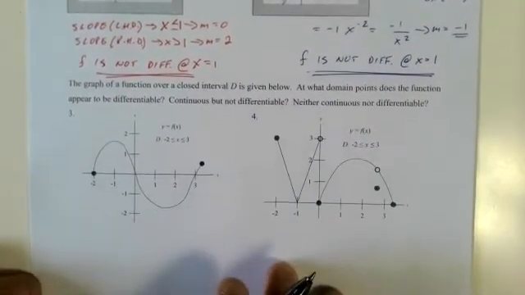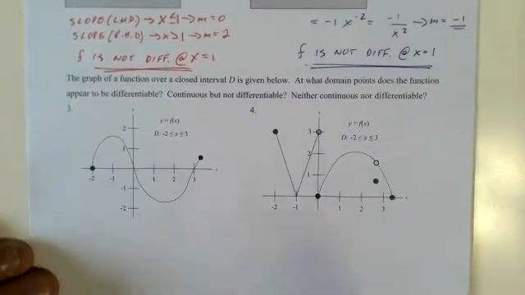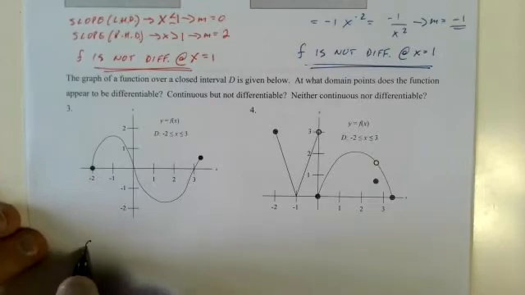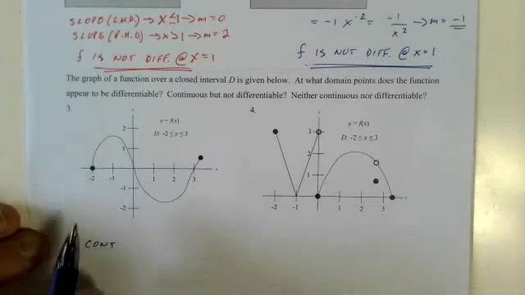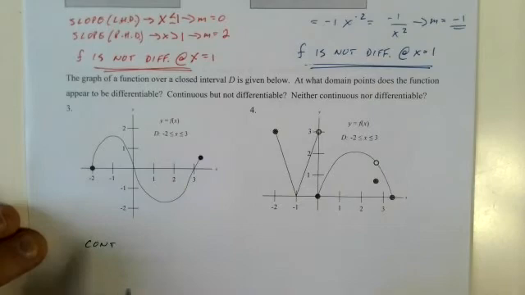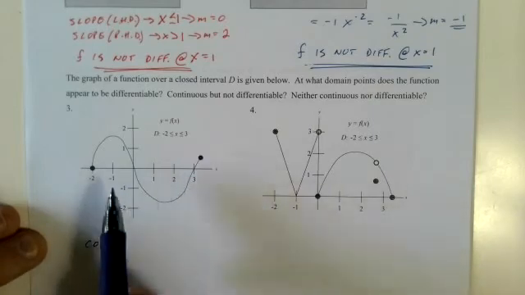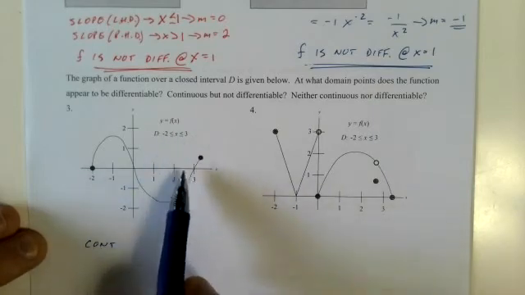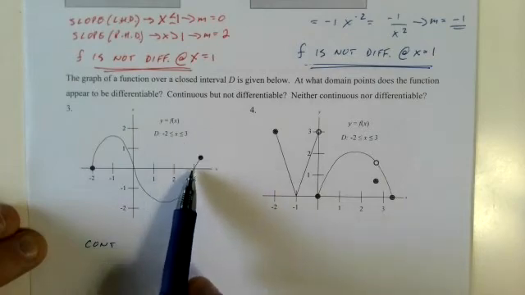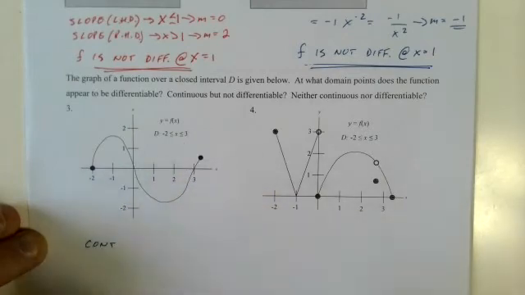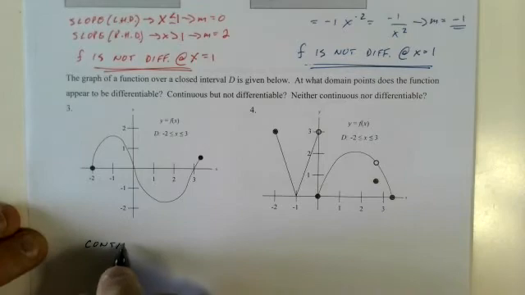Graph the function, closed intervals given. At what points does the function appear to be differentiable? Continuous but not differentiable? Neither? All right, so this is continuous. And by the way, the endpoints get a little dicey. What's going on at 3? Or oh geez, I can't believe I missed it. It should be 3. It's not. What's going on at -2? Who cares? We don't worry about the endpoints.